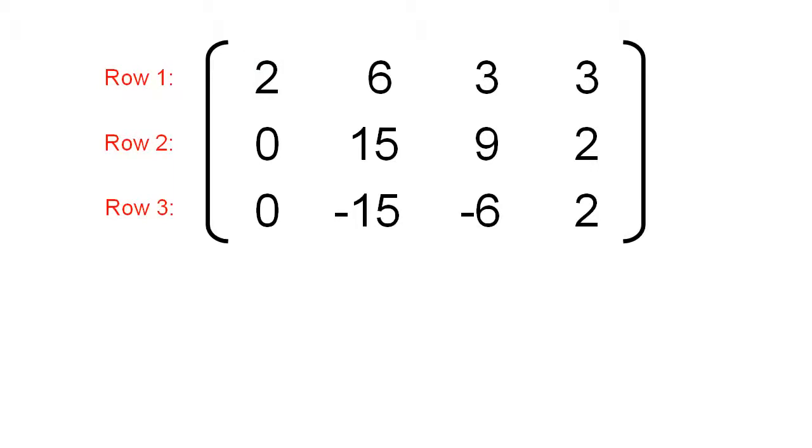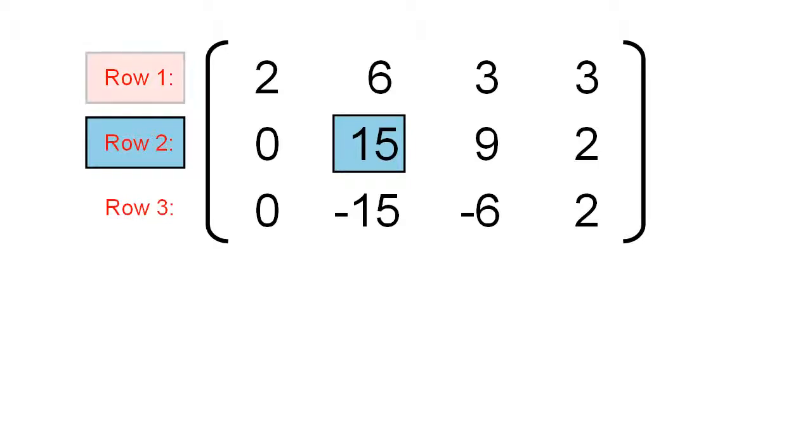Okay, now we move to row 2. And we are going to use row 2 to clear zeros above and below the 15 there. So let's see, we're going to combine it with row 1 first. And we want to combine the 15 and 6 to end up with 0. Let's see, this is like finding a common denominator when you're adding fractions.